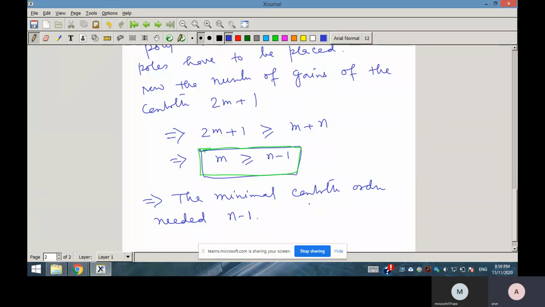Now we will see how this dynamic output feedback controller can be used for pole placement. This is the condition for the minimal order needed. Now I will consider a second order plant, for which a first order controller will suffice. So we will see how these closed loop poles can be placed, and then we will get a general result.